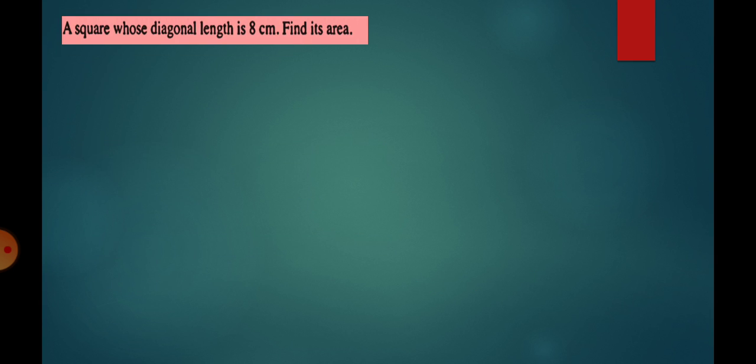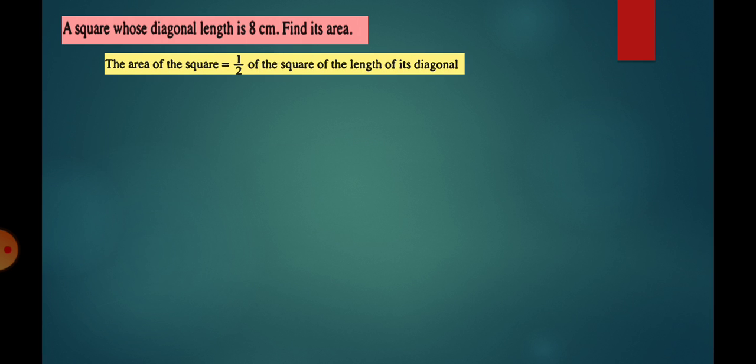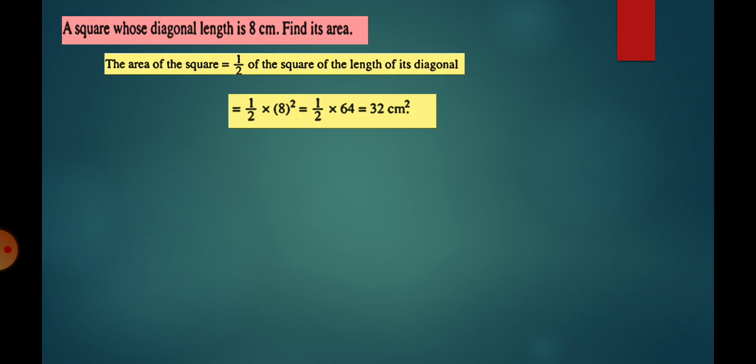A square whose diagonal length equals 8 centimeters. Find its area. We know area of a square equals side power 2 or half diagonal power 2. Then its area equals half times 8 to the power 2, equals half times 64, equals 32 centimeters to the power 2.